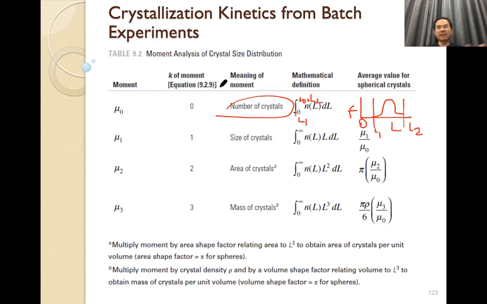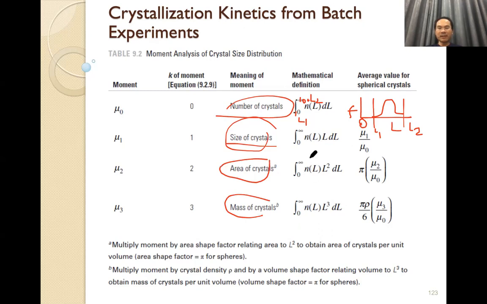This is the definition. Whereas mu0 is the total number of the crystals, integral of n(L) dL. And mu1 is the total size or total length of the crystal, integral of n L dL. For this case, the average value for the spherical crystal is mu1 divided by mu0. Okay, mu2 is integral of n L squared dL. Mu3 is integral of n L cubed dL. For this case, it represents the mass of crystal. mu2 represents the area of crystal.